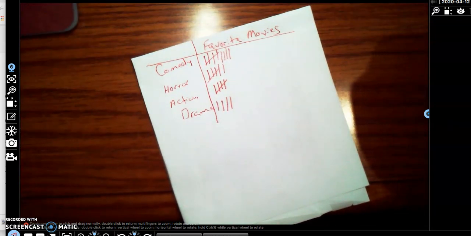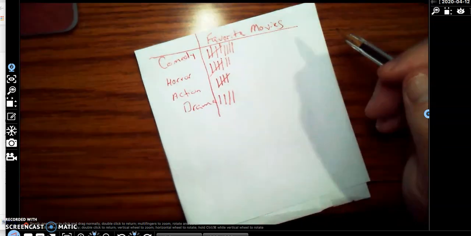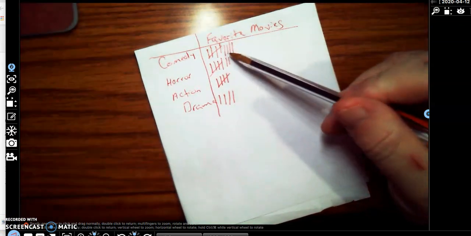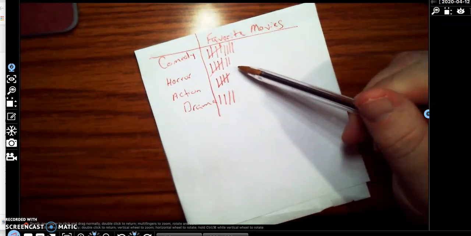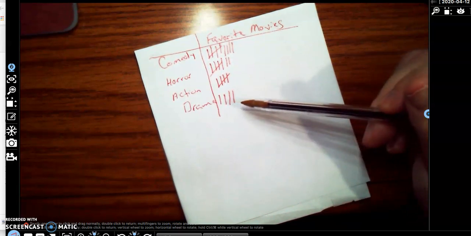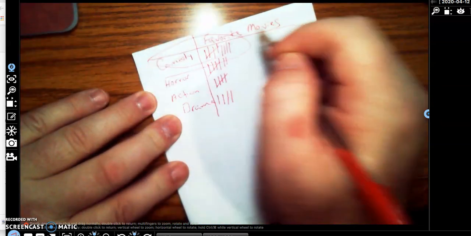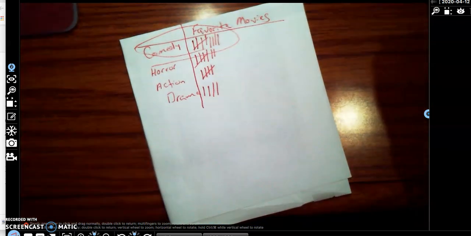Okay, when we get done, our chart should look like this. Comedy having 8 votes, horror having 7 votes, action having 5 votes, and drama taking in 4 votes. So the mode for this one would be comedy. Easy peasy.